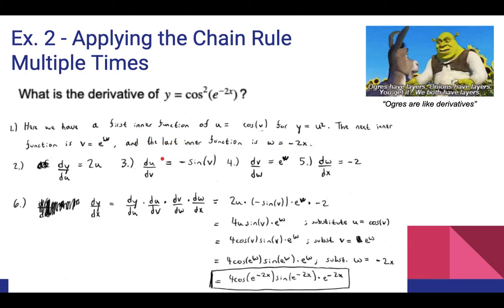So now what we're going to do is take the derivative of each part with respect to its variable. So y equals u squared, we take the derivative of that, gives us 2u. u equals cosine of v, we take the derivative of that with respect to v, gives us negative sine of v. And then the derivative of v with respect to w is e to the w. And then lastly, the derivative of w with respect to x is equal to negative 2.